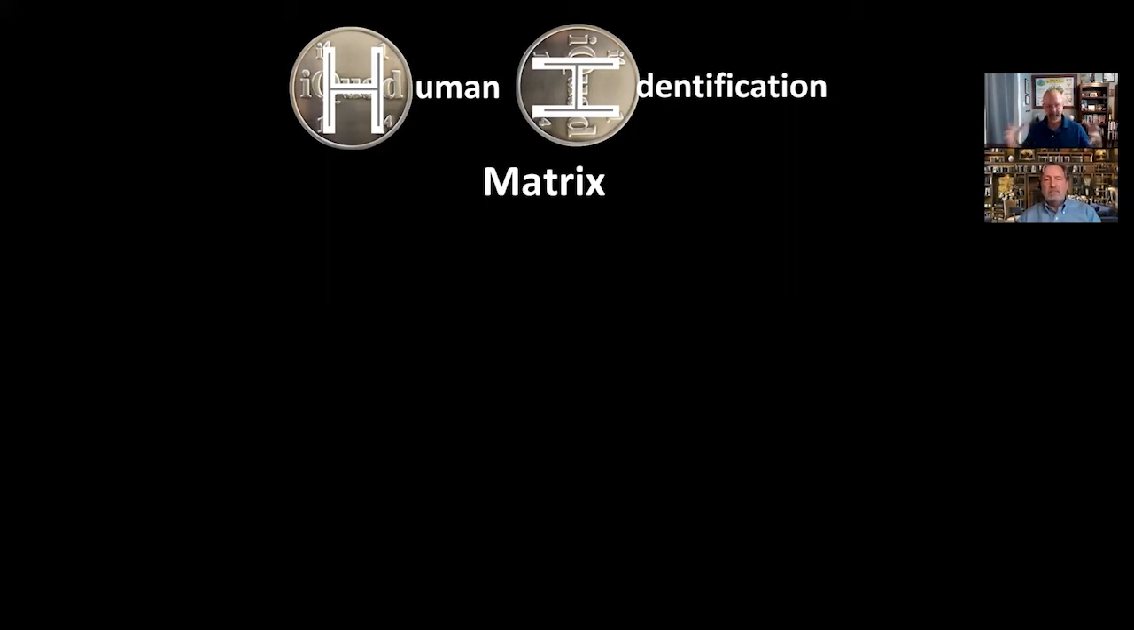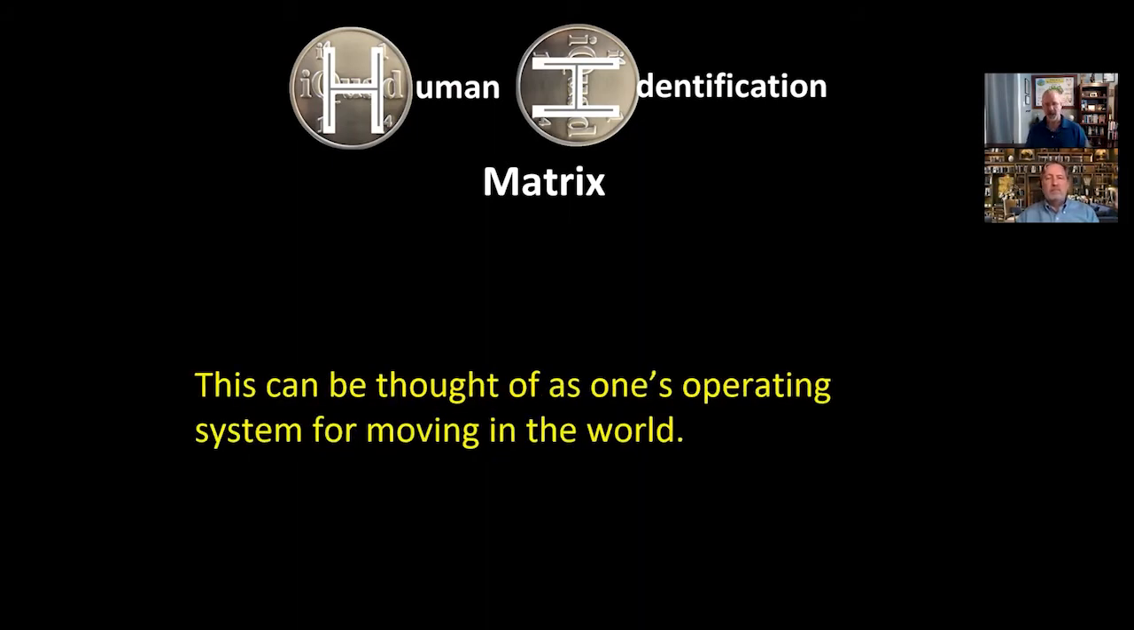He basically said at one point, well, what you're doing is you're creating identities all the time, subconsciously. That's the model of the agent-arena relationship. So you have an identification matrix. I don't know that he specifically used that term, but I'm sure he'd be happy with it in relationship to what he's trying to describe. So this can be thought of as one's operating system for moving in the world, what you basically intuitively take for granted in making sense of the world.